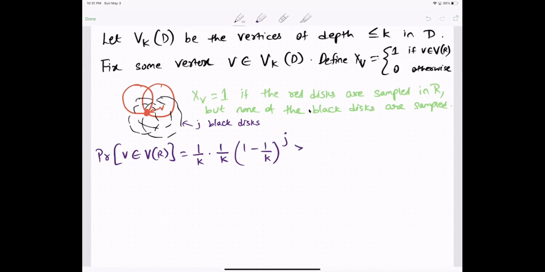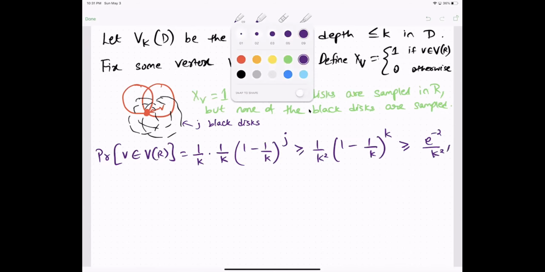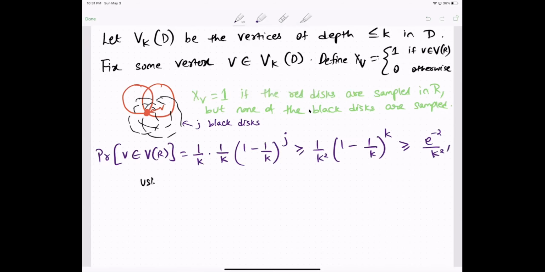Now a simple lower bound of this is to replace j with k, because we know that the depth of this vertex v is less than or equal to k. That's why I can do this. And I'll say that this is at least 1 over e squared k squared. So this is using a standard inequality which one should get used to.